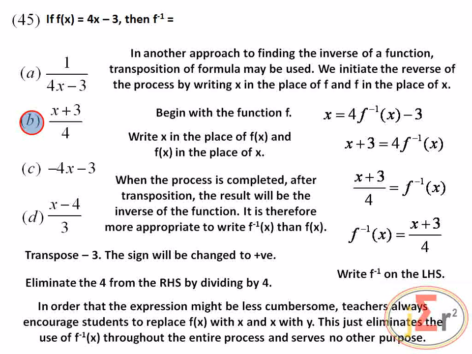In order that the expression might be less cumbersome, teachers always encourage students to replace f of x with x and x with y. This just eliminates the use of f inverse of x throughout the entire process and serves no other purpose. So we have instead x is equal to 4y minus 3, and that is so that the expression is far less cumbersome. It serves no other purpose. After doing the transposition, the result will still be the inverse of the function.